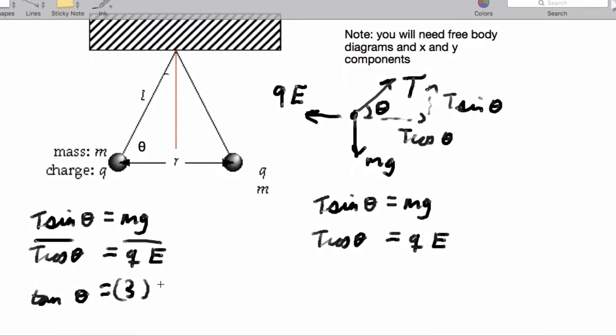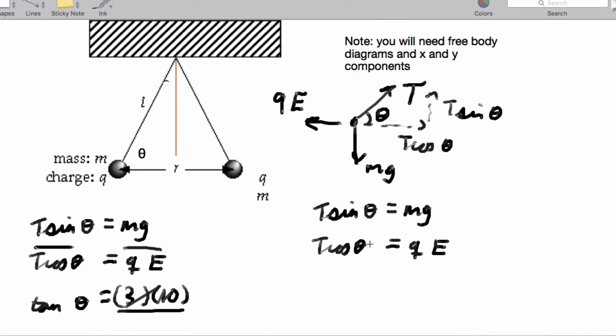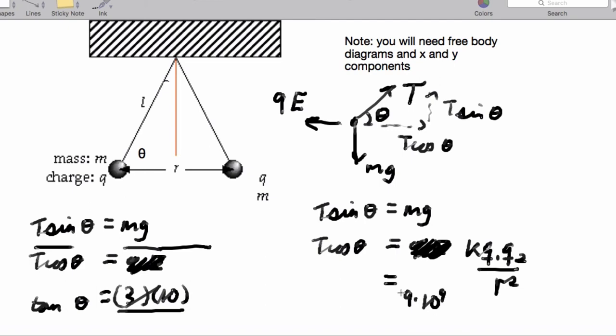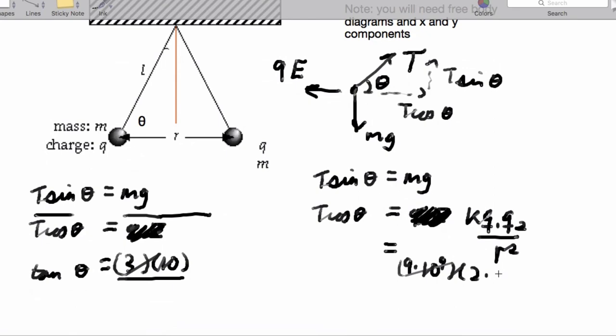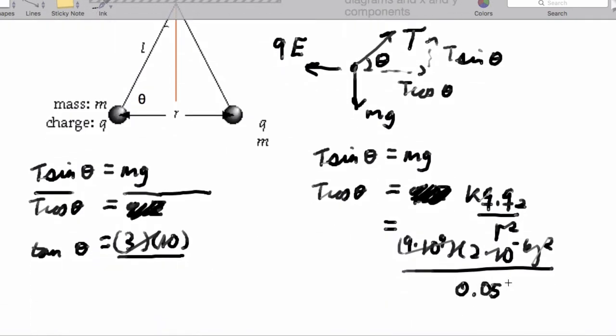So I'll have 3 times 10 to the negative 1 divided by my qE. I should have written this a little bit better. In fact, I'm not going to use the qE equation. Instead, I'm going to use the electric force equation, kQ1Q2 over the distance squared. So let me just go ahead and get that number for the force. That's going to be 9 times 10 to the 9th times 2 times 10 to the negative 6th squared, all over the distance squared, which is 0.05 squared. So I'm going to calculate that, and when we do that, this denominator, once we get this force, is going to be 14.4 newtons.